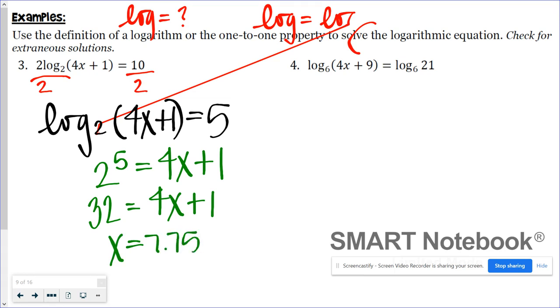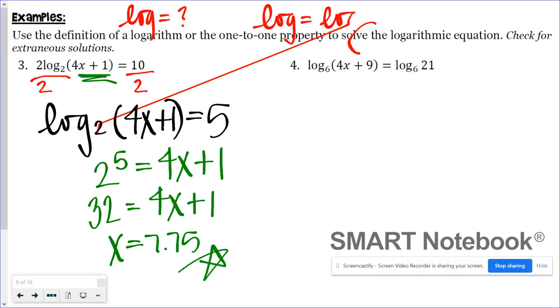Then I have to check for extraneous solutions, because the inside of my logarithm cannot be negative. And this is all good: 4 times 7.75 plus 1 is 32. So I am excellent, and it all checks out.